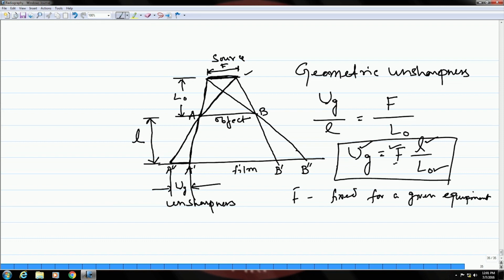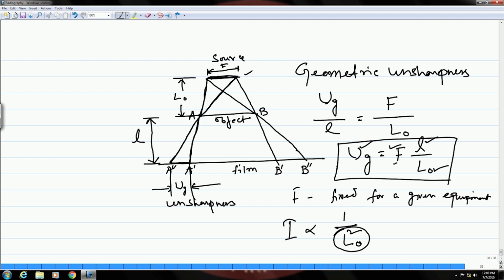But the problem with that is, if you increase the distance between the source and the object, the intensity is inversely proportional to the square of the distance. So, you will compromise with the intensity. If you increase the distance, for example, by double, your intensity will decrease by 4 times. So, that is why it is also difficult to change this distance between the source and the object.